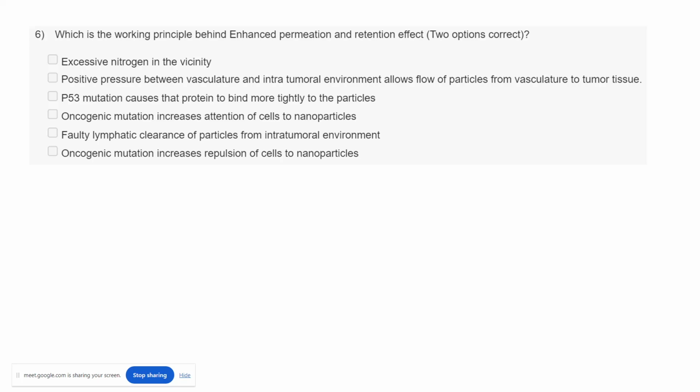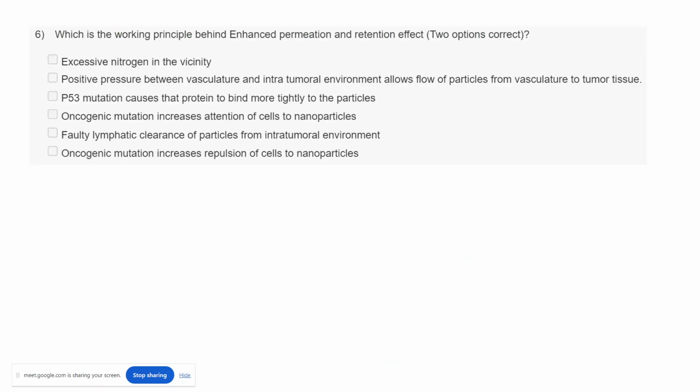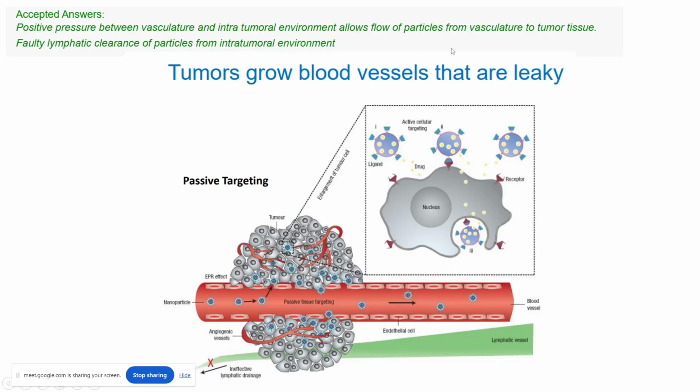Okay. Option 2 and option 5 would be the correct answer. So, positive pressure between vasculature and intratumoral environment allows flow of particles from vasculature to tumor tissue, and faulty lymphatic clearance of particles from intratumoral environment. So, these are the principle behind the enhanced permeation and retention effect.